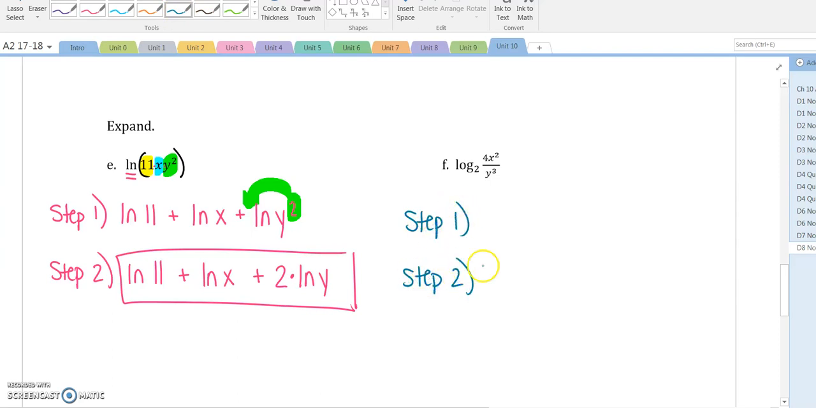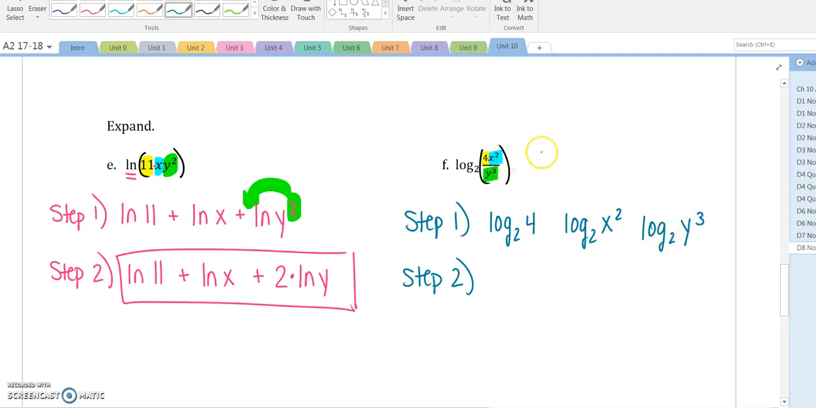Alright, so step 1 and step 2. So step 1, once again, I'm looking at what's inside my log, trying to figure out how many factors there are. So there's a 4, an x squared, and a y cubed, so that's 3 of them. So I am going to make 3 log base 2's. So log base 2 of 4, log base 2 of x squared, and log base 2 of y cubed.